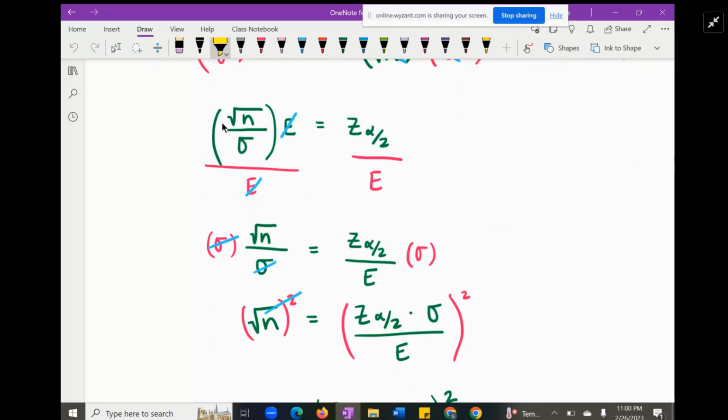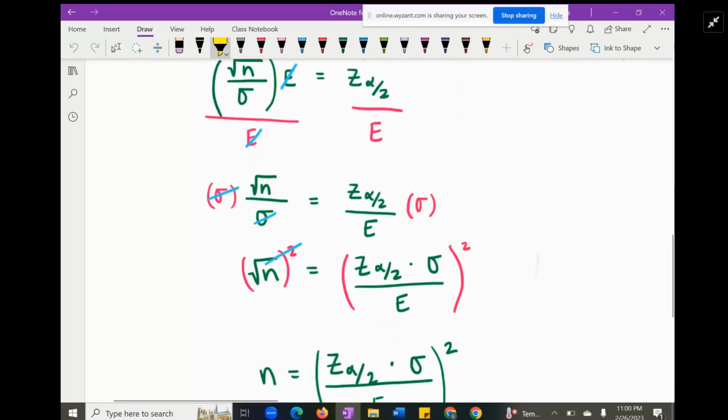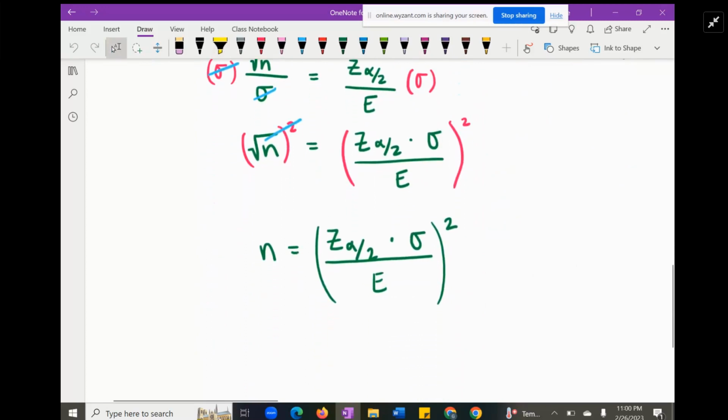So from that point on, we divide both sides by E, then multiply both sides by sigma, or standard deviation. And finally, we're going to square root both sides. That way we get rid of that radical over the n, kind of like freeing it, right? So we've totally isolated n on one side.